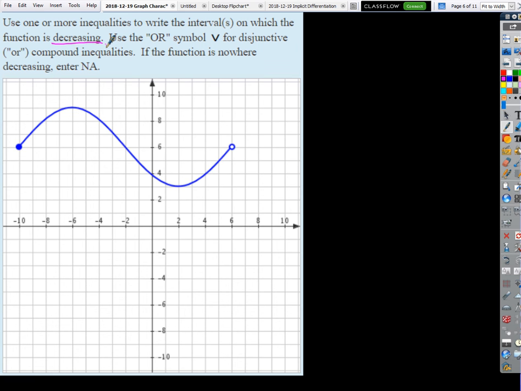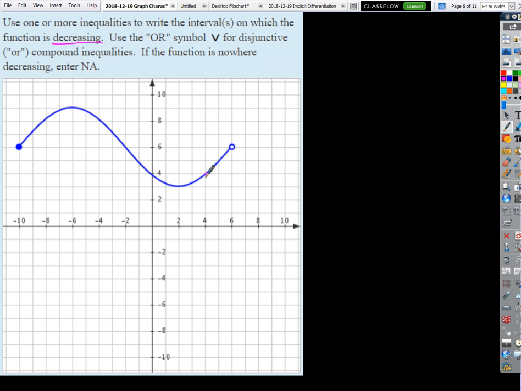As an ant, describe what an ant would have to do as he walks along a function. Okay, he has to go downhill. Agreed? He has to go downhill. But we have to be a little bit more particular than that. If I start an ant right here and he walks this direction, he's going downhill, but that's clearly not decreasing.